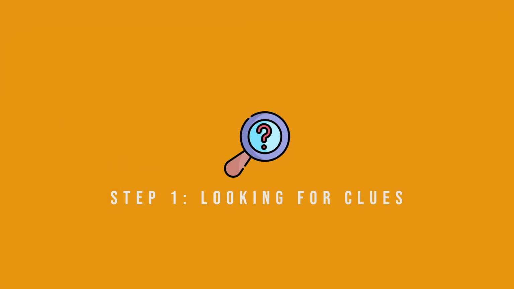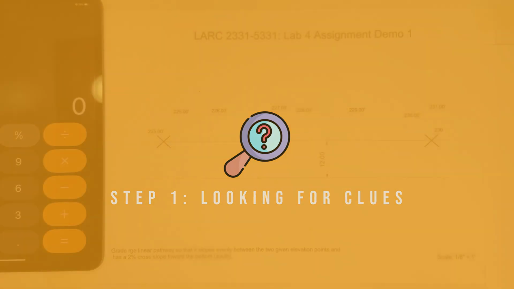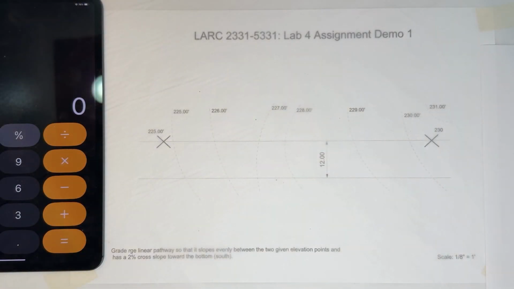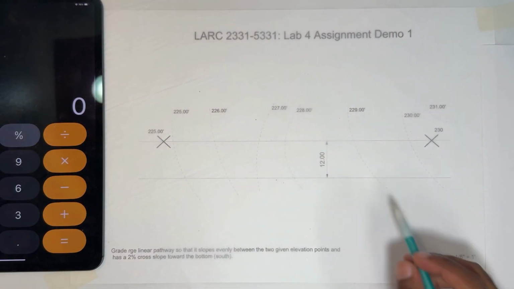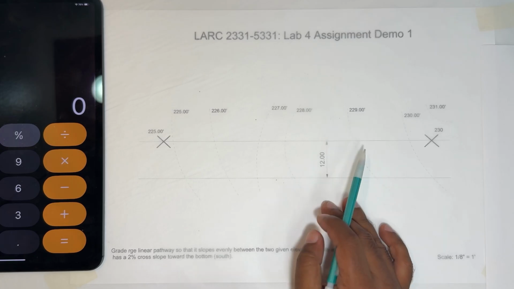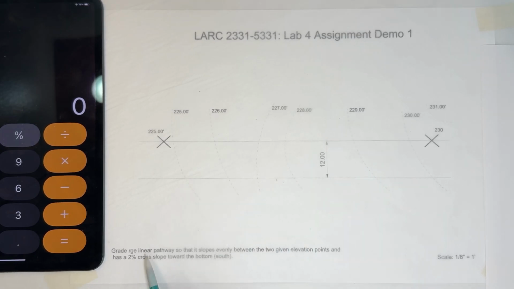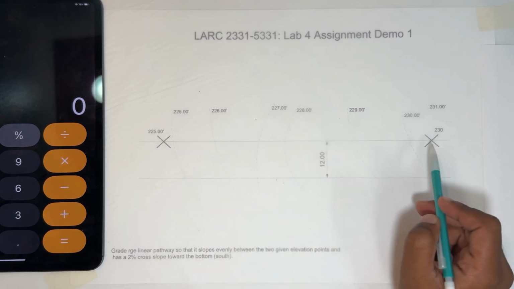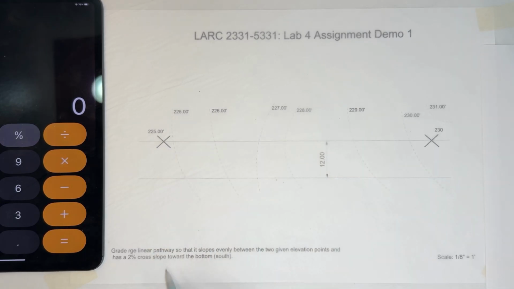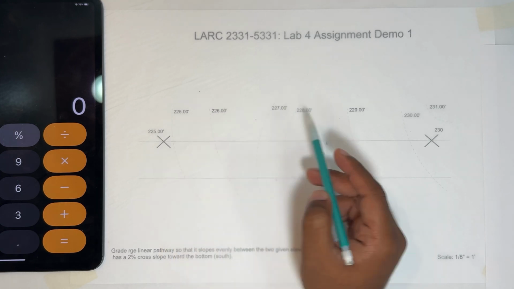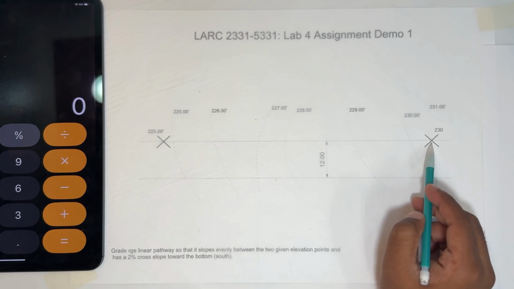Okay, so today's problem focuses on a linear grading element, essentially this road. The problem states that we have to grade the linear pathway so that it slopes evenly between the two given elevation points, this and this, and has a 2% cross slope towards the bottom. So let's look at these 2 points first. This is a simple calculation.